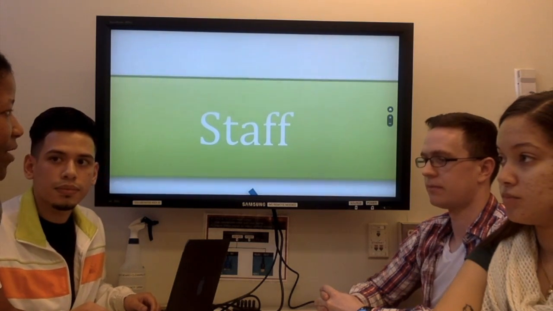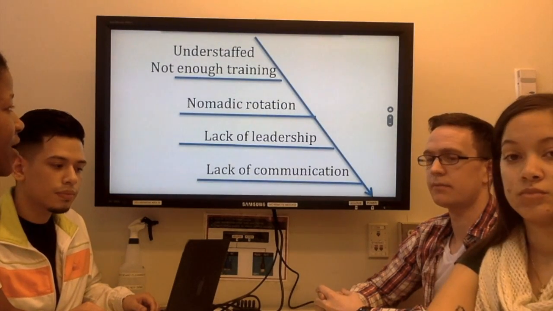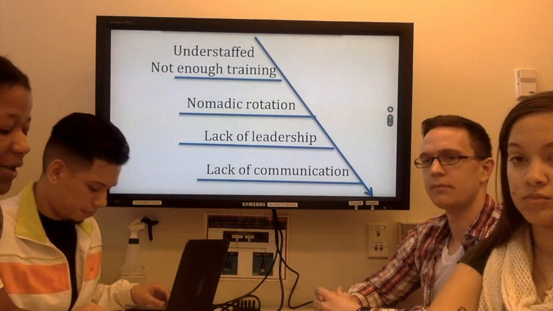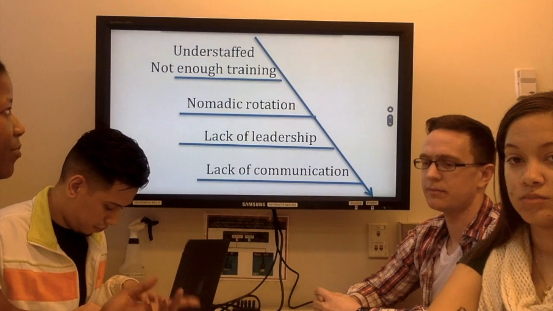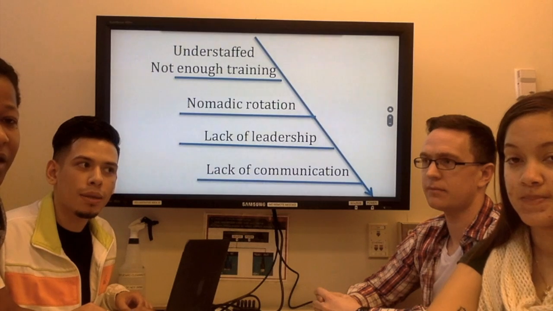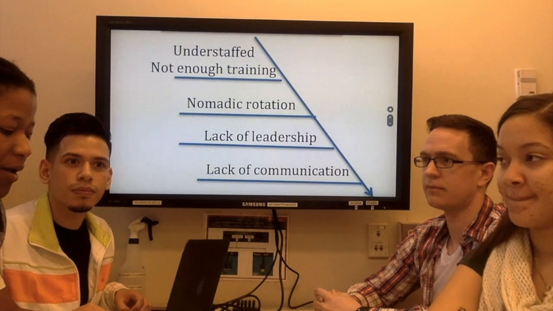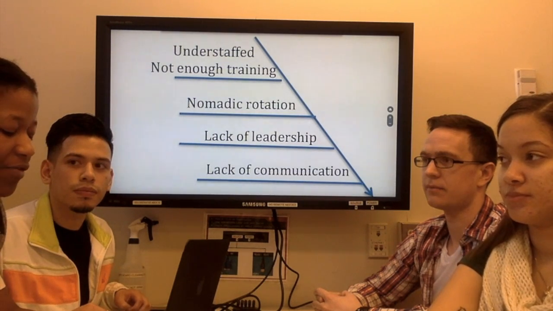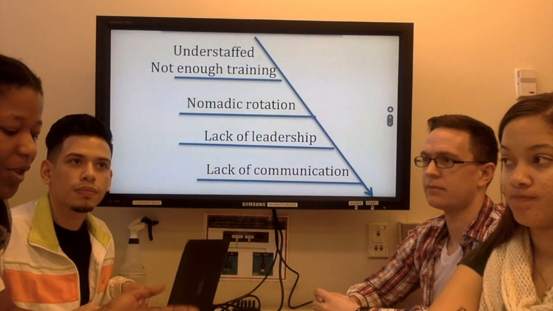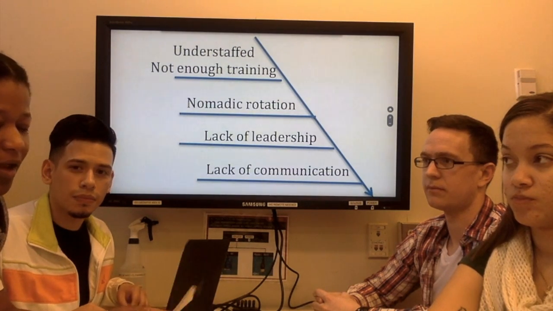The third problem that we identified was staff. There was understaffing, not enough training, pneumatic rotation, lack of leadership, and lack of communication. The action points that need to be initiated in order to improve quality care in Rwanda were implementing suitable working conditions, educating the staff to be more effective, improving the infrastructure, and most importantly, educating the staff, the nurses, to equip them with the in-depth knowledge to enable them to care for the patient.